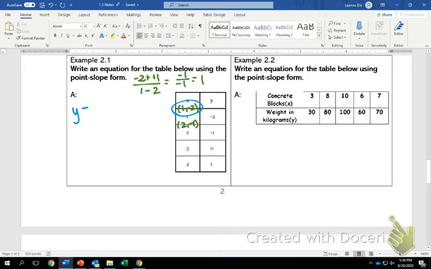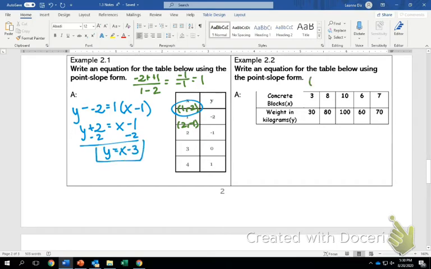So y minus, and the y value here is a negative 2. So I'll say negative 2. And this is going to equal 1 times x minus, and the x value of that ordered pair is a 1, so let's say minus 1. Use the distributive property, it's just going to give me the same thing. On the left-hand side, those two negatives make a positive, and so it should say y plus 2 equals x minus 1. Subtract the 2 on both sides, and you should get y equals x minus 3.